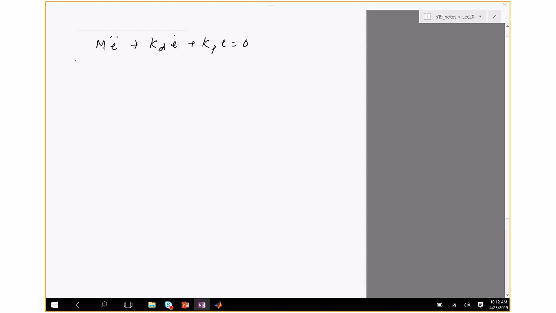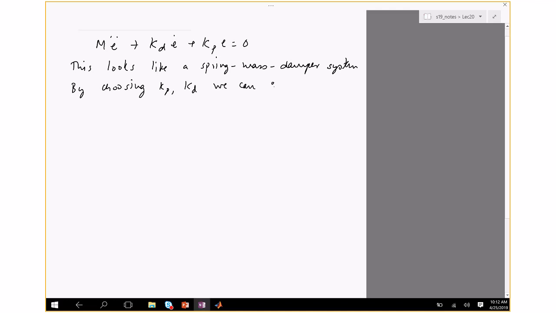So I'll write that again: M E double dot plus KD E dot plus KP E equals 0. This looks like a spring mass damper system. By choosing KP and KD, we can get the system to be critically damped. So what you do is simply put KD equals... am I making a mistake? Hold on.